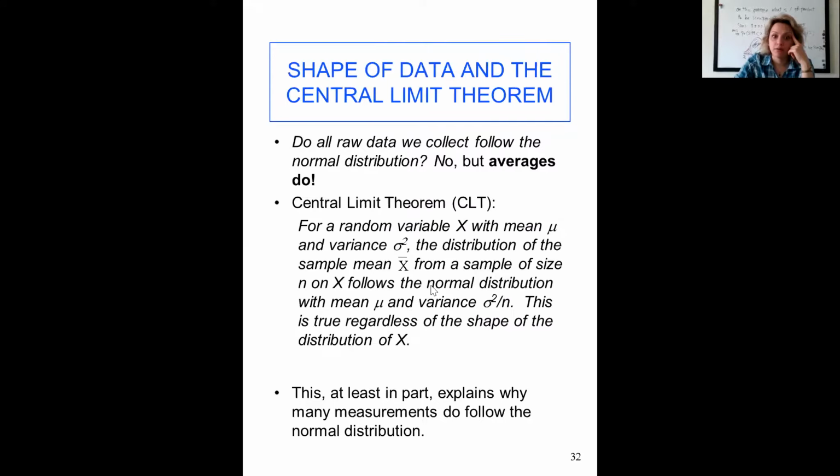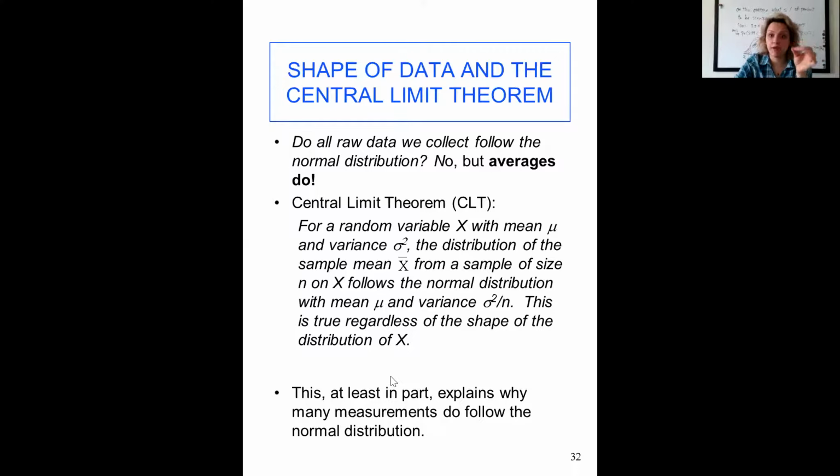So here, for a random variable X with mean mu and variance sigma squared, where mu and sigma squared are from the population, the distribution of the sample mean from a sample size of n on X follows the normal distribution with mean mu and variance sigma squared over n. If you take the square root of this variance, it's the standard deviation of X bar, which we call the standard error. This is true regardless of the shape of the distribution of X, so it doesn't depend on the shape of the distribution of X.